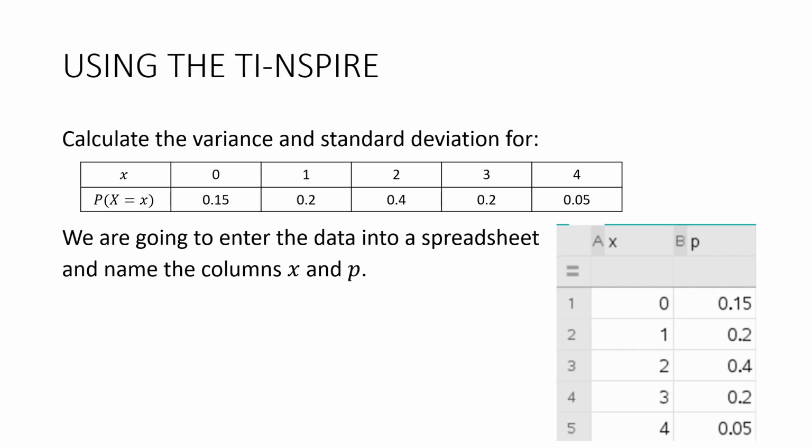You can use the graphics display calculator to calculate variance and standard deviation for a probability distribution. What you do with the TI Inspire is open a spreadsheet, and you enter all your x values into one column and all your probabilities into the next. And I would encourage you to label the first column as x and the second column as p.